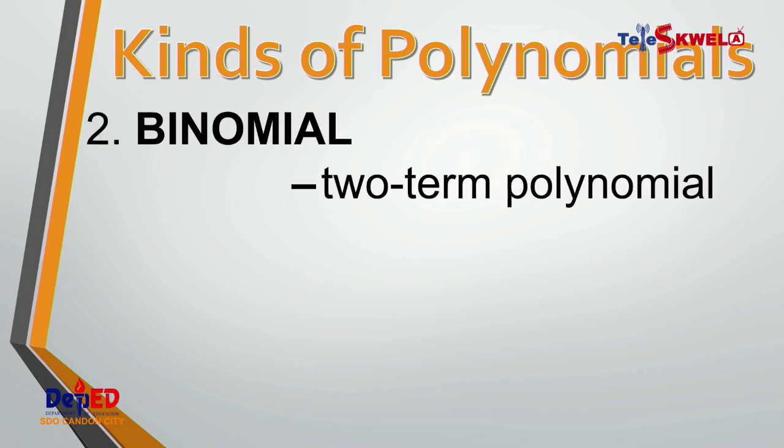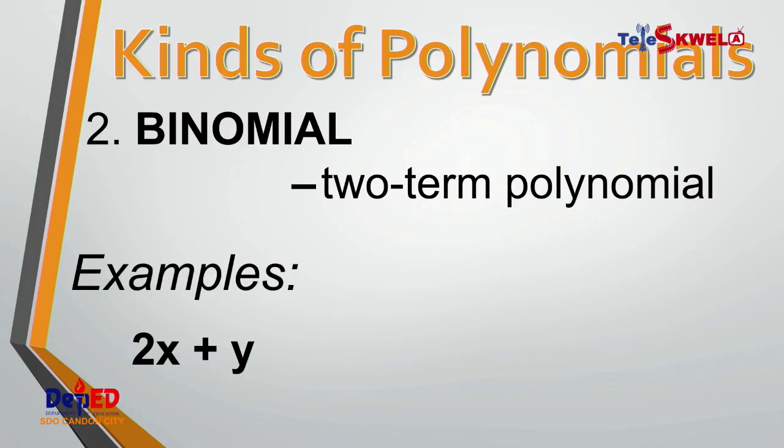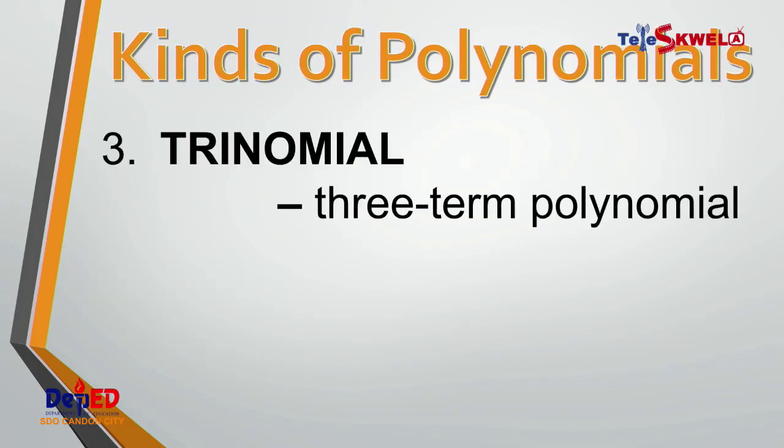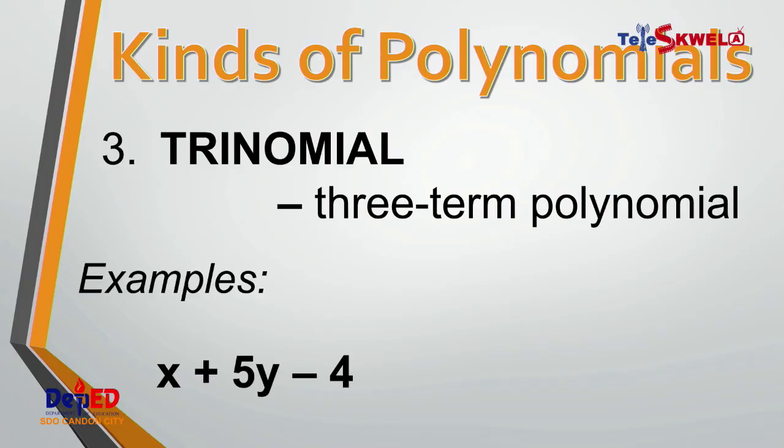Second is a binomial. A binomial is a polynomial with two terms. For example, 2x plus y, wherein 2x is the first term and y is the second term. We also have 3 minus 5x squared and a minus 2b. Third is a trinomial. It is a polynomial with three terms. We have x plus 5y minus 4, where x is the first term, 5y is the second term, and negative 4 is the third term. We also have a squared minus 2b minus 1 as an example.